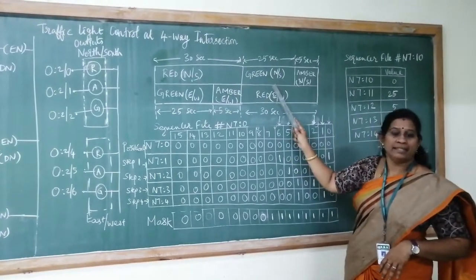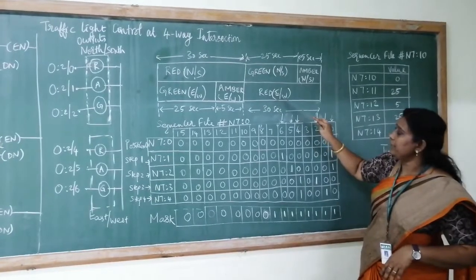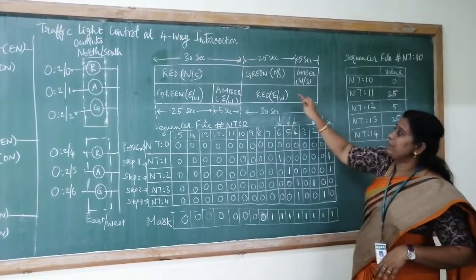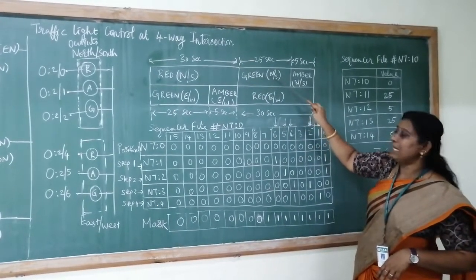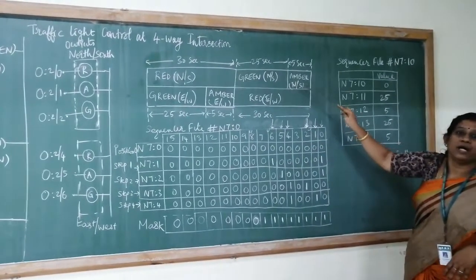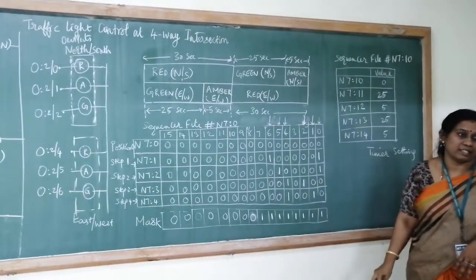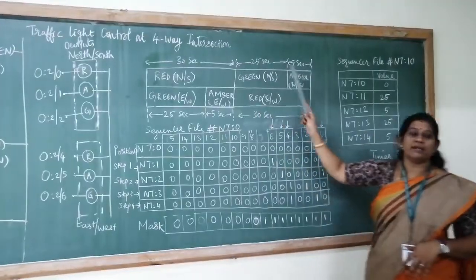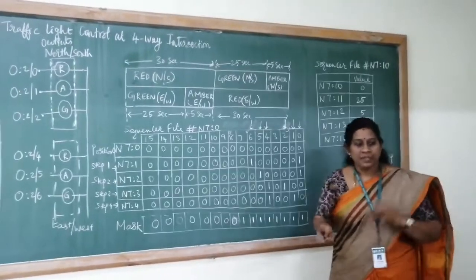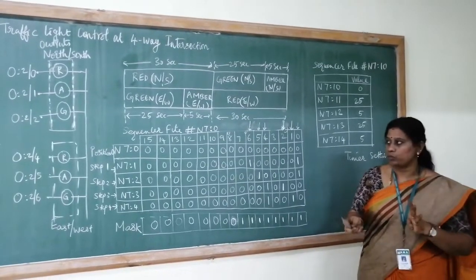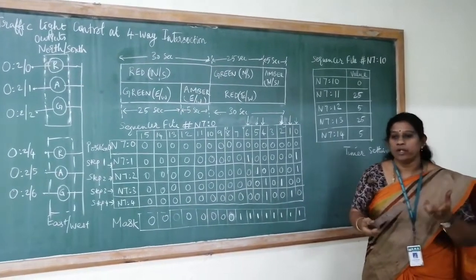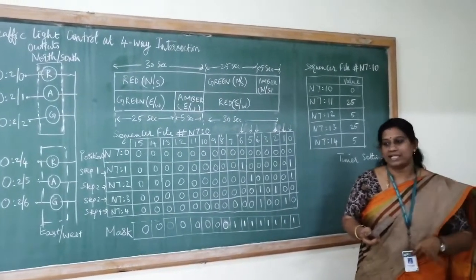Followed by the other direction: the red light in the east-west direction glows for 30 seconds. During that time, the green light in the north-south direction will glow for the first 25 seconds, and the amber light in the north-south direction will glow for another 5 seconds. So we can see here the entire timing cycle of when the outputs have to be switched on and off. There are just 6 outputs, and these 6 outputs have to be switched on and off sequentially. That is our problem statement.